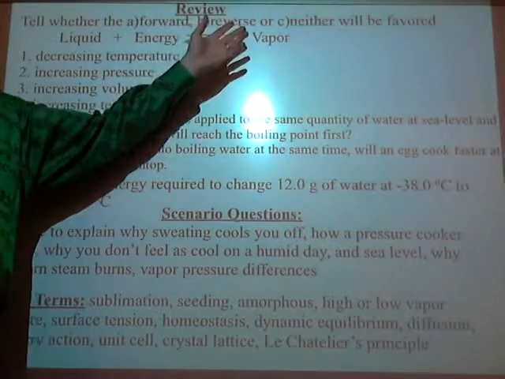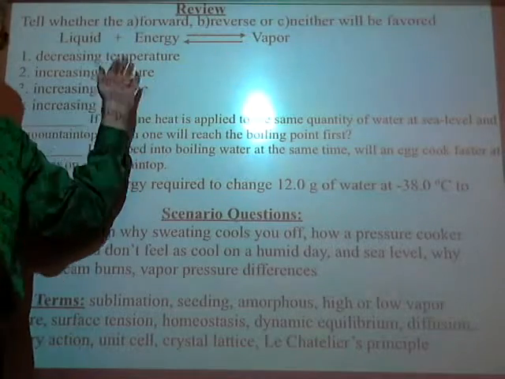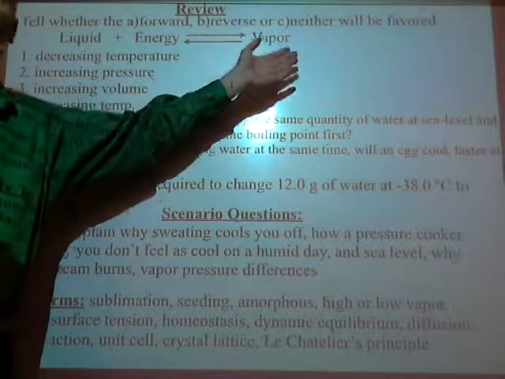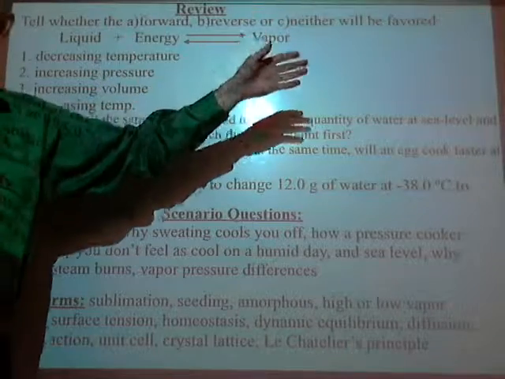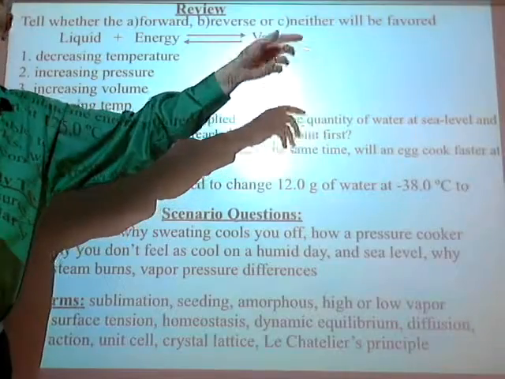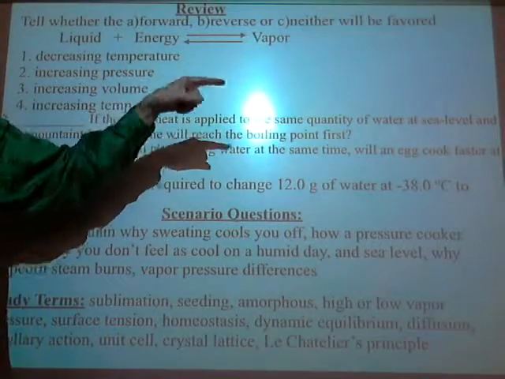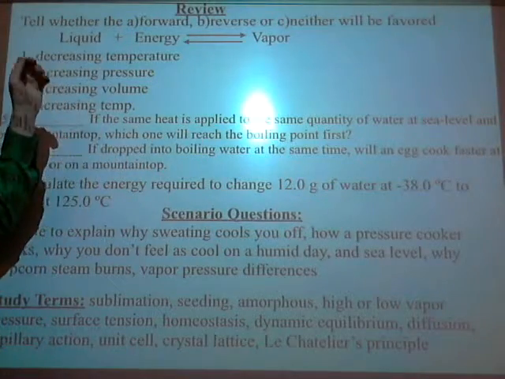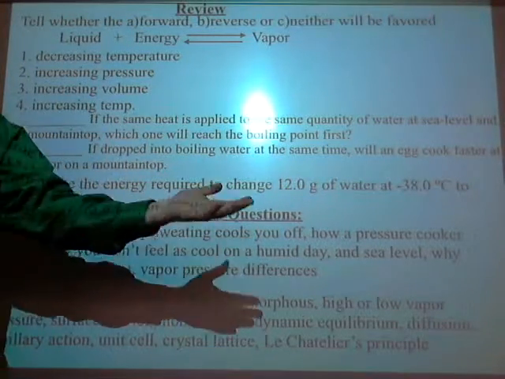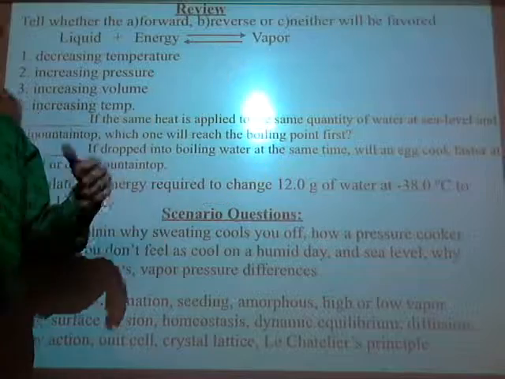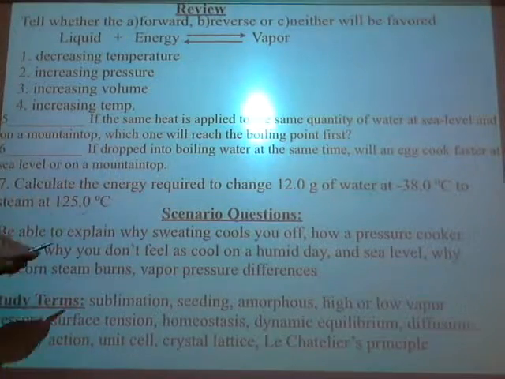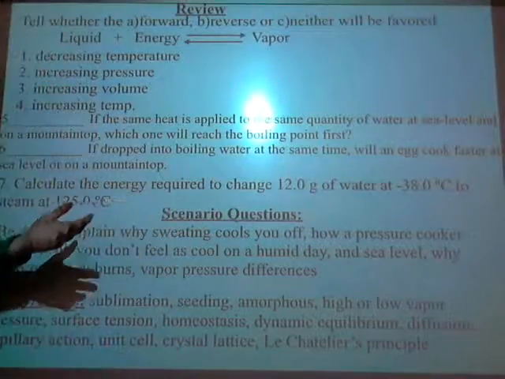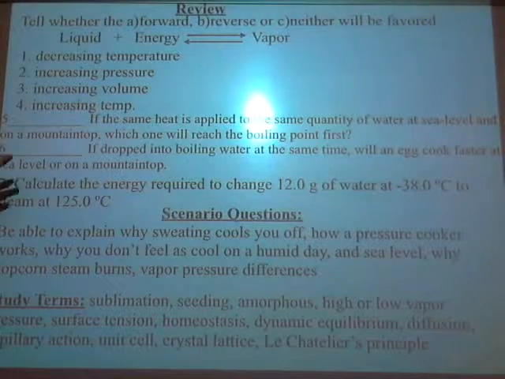And again, there's a lot of ways I could ask that too. Evaporation, condensation. If this had been solid plus energy yields liquid, or solid plus energy yields vapor, then it would have been melting maybe if I was going that way. If it was solid to vapor, it would possibly be sublimation. Okay, so there's a lot of different things you can call it. That's why I just put forward, reverse, and neither for this one. You can just tell whether it's going forward or reverse.